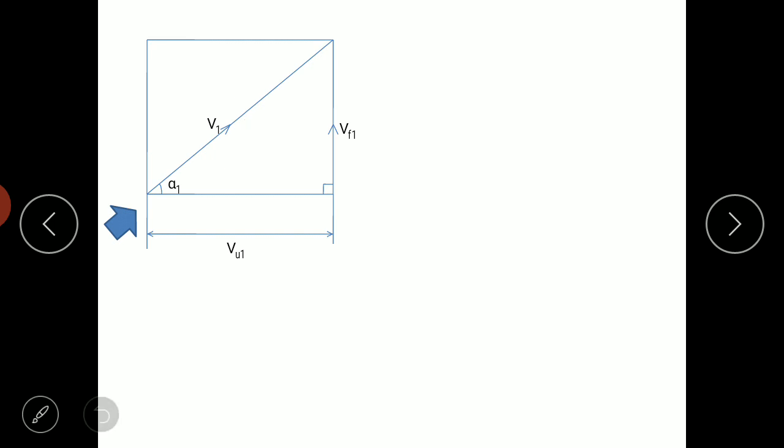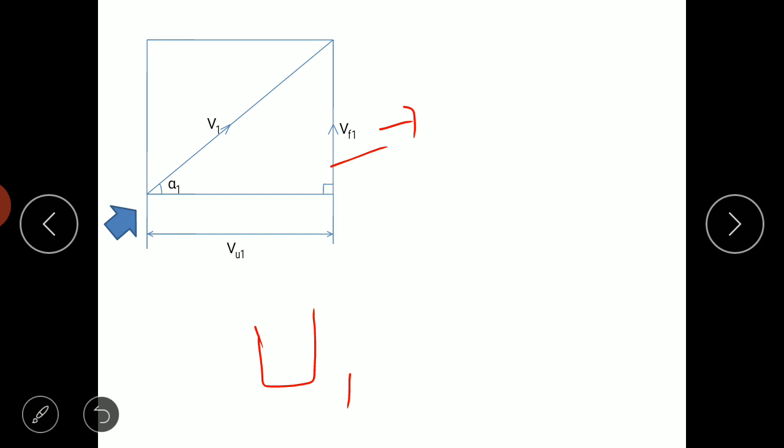As we know, V1 comes out of the nozzle and hits the rotor blade. As the rotor blade starts moving, the wheel starts moving. The wheel has some velocity, which we call the wheel velocity. It is u1 at the inlet, so please remember this. And from V1 we get Vf1.